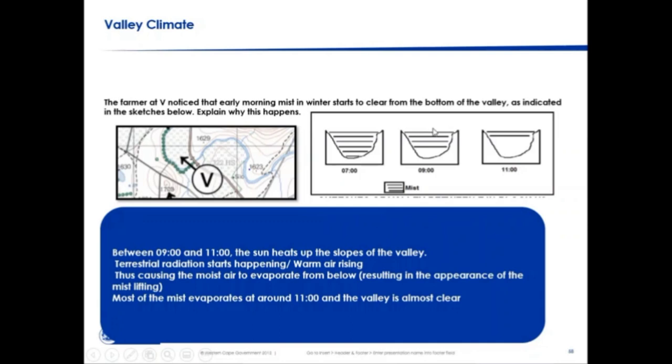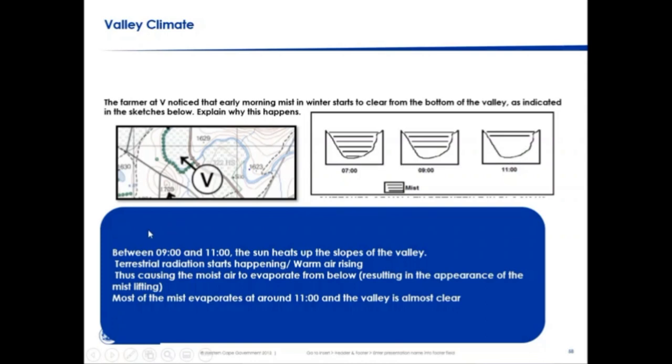Now the sun has come up already. I'm going to look at the answer now. The energy of the sun heats up the valley floor. And now that valley floor is transferring its heat to the fog that is above it. And that is why the fog disappears from the bottom up. Look at 11 o'clock. There's almost no fog or mist in that valley.